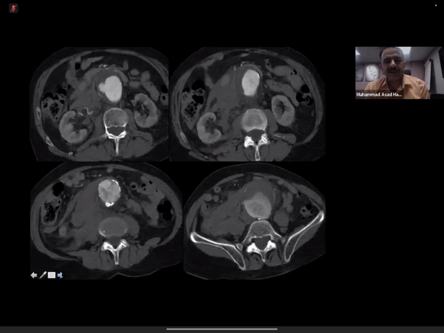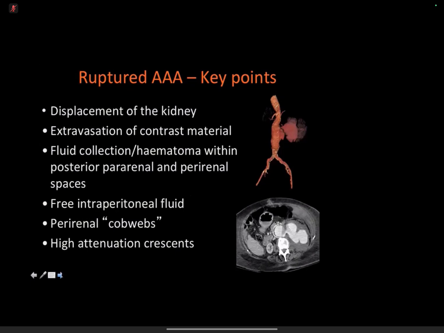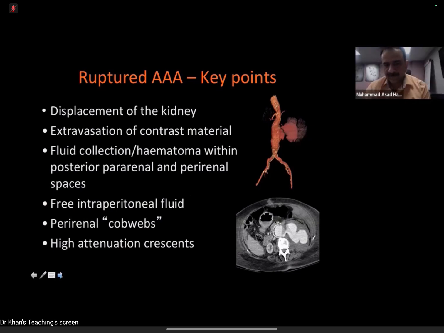So this is the same patient 2 days later. As you can see, now you can see the extravasation of the contrast. So this aneurysm ruptured and the patient needed emergency surgery. Emergency surgeries have higher risk of mortality and morbidity. Okay. So this slide is just to show you that if you see a ruptured aortic aneurysm, what are the things which you should be looking for, or how they can help you in coming to the diagnosis.